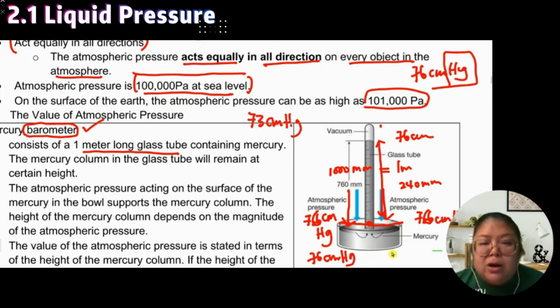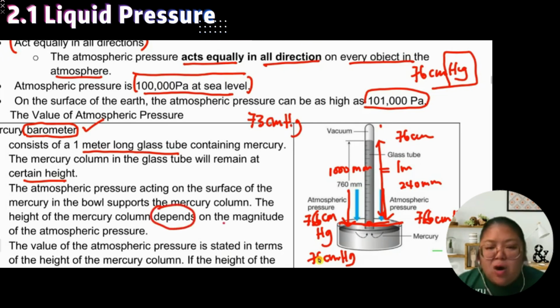This one is one of the mercury barometers. They want to measure how much height of the mercury can be supported. It depends on the atmospheric pressure, lah. Important, you need to know same level must be same pressure. Now they say the mercury column in the glass tube will remain at a certain height. Atmospheric pressure acting on the surface of the mercury in the bowl supports the mercury column. The height of the mercury column depends on the magnitude of the atmospheric pressure. 它有多高，它是 depend 那个 atmospheric 的，因为它们 at 同样的 pressure.